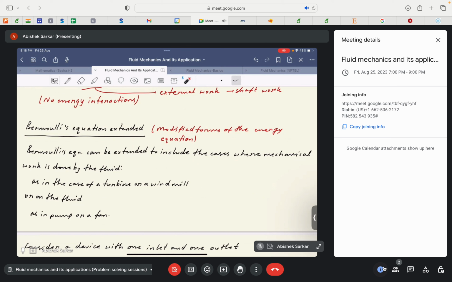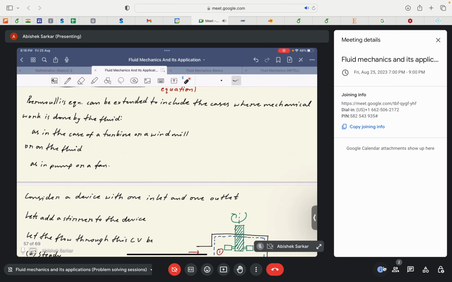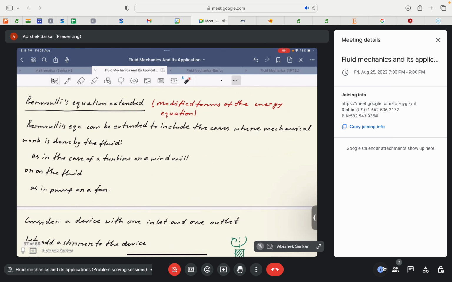Bernoulli's equation can be extended to include cases where mechanical work is done by the fluid or done on the fluid. Done by the fluid in the case of turbines, or done on the fluid in the case of pumps, where some external work is being done on the fluid so that we get the necessary head, so that the fluid can be pumped or transferred to higher places or higher altitudes. Okay, so in the case of pumps.